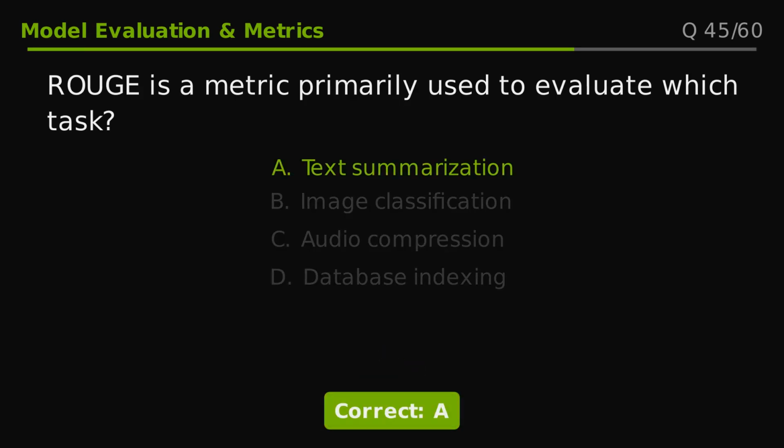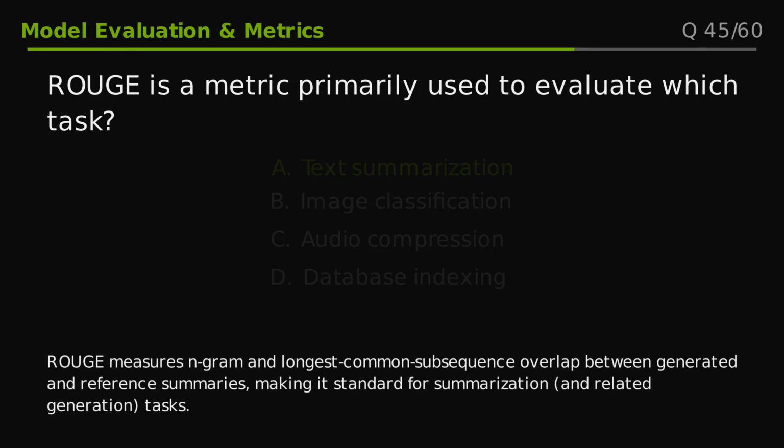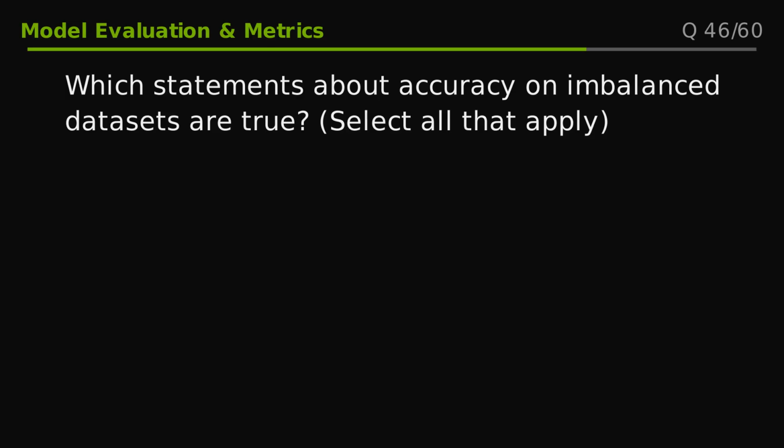The correct answer is A. ROUGE measures n-gram and longest common subsequence overlap between generated and reference summaries, making it standard for summarization and related generation tasks. Question 46. Which statements about accuracy on imbalanced datasets are true?